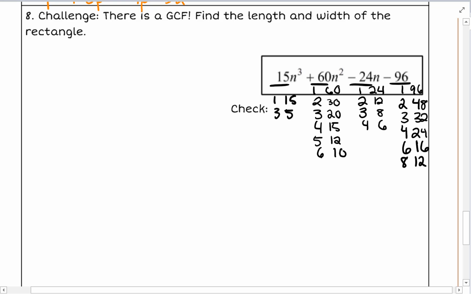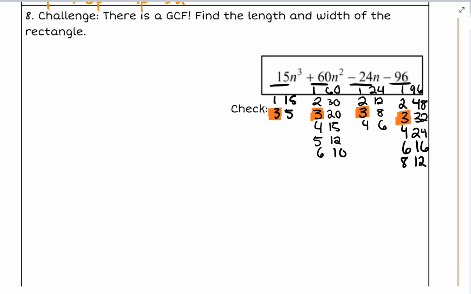Check to see if you got all the factors. Okay, so I'm going to look at the smallest number, because the GCF is not going to be a number that's bigger than 15. Does 15 go into all of these numbers? 15, no. So it's going to have to be smaller than 15. It looks like my GCF is 3. I believe 3 is the largest number that goes into all 4 of these terms.